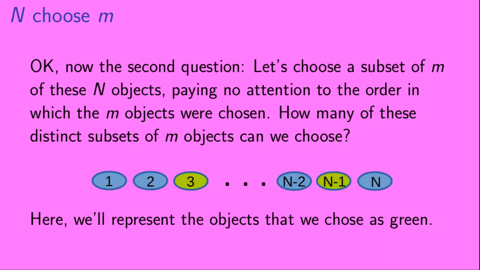Okay, so now let's move on to the second question. So let's choose a subset of m of these n objects, paying no attention to the order in which the m objects were chosen. So the question is, how many of these different distinct subsets of m objects can we choose? So here we'll represent the objects that we choose in light green.